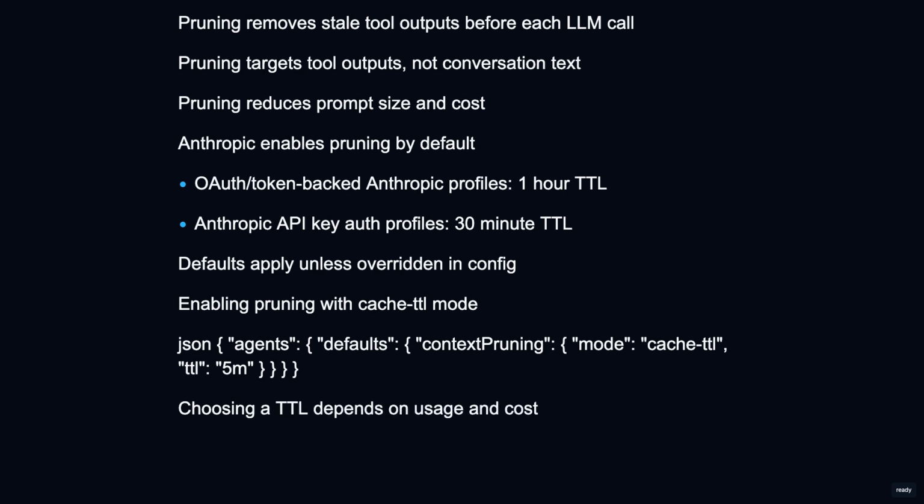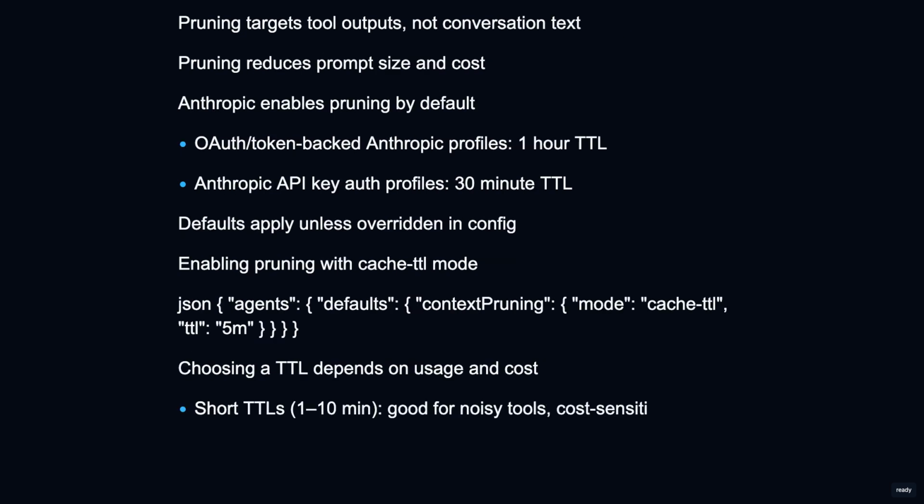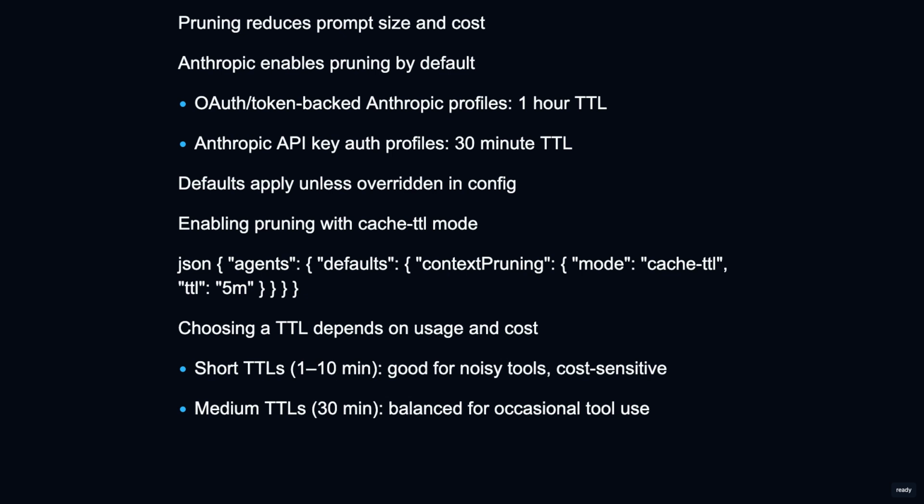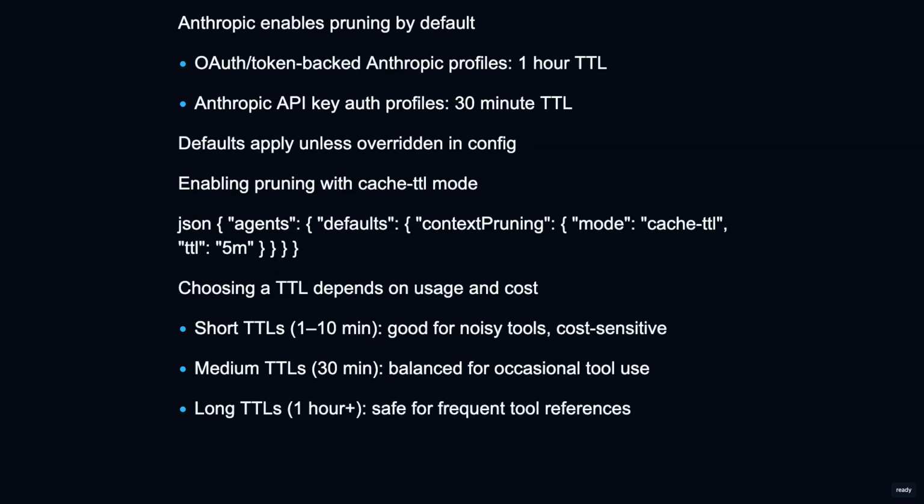Select a TTL based on how often your agents use recent tool outputs and how sensitive you are to cost and prompt size. Short TTLs between 1 and 10 minutes work well when agents call noisy tools frequently and cost or prompt cache growth is a concern. The risk is trimming tool outputs needed for immediate follow-up steps. Medium TTLs around 30 minutes offer a balance for interactive agents that use tools occasionally, keeping context manageable without losing too much recent data. Long TTLs of 1 hour or more are safer when tool outputs are often referenced across sessions, though this increases prompt size.